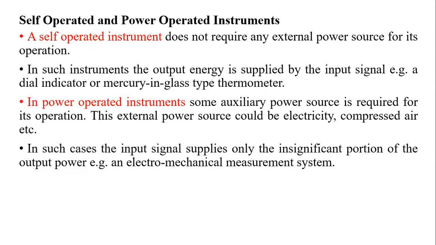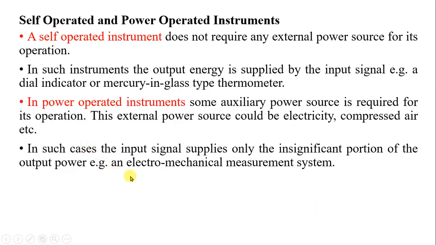And the next one is the power operated instrument. In power operated instruments, some auxiliary power source is required for their operation. This power source may be electricity, a compressor, etc. So if there is a valve, and that valve is pneumatically or electrically operated, in that case we need to supply some external power or electricity to operate the valve. Okay, so this means they need some kind of external power.